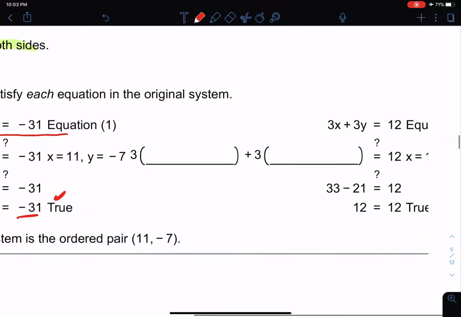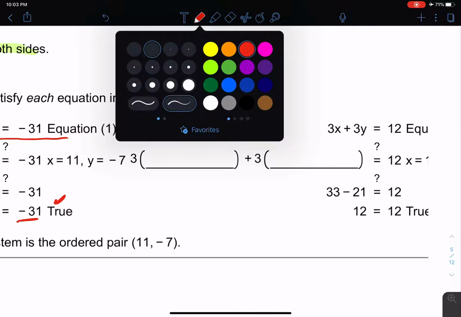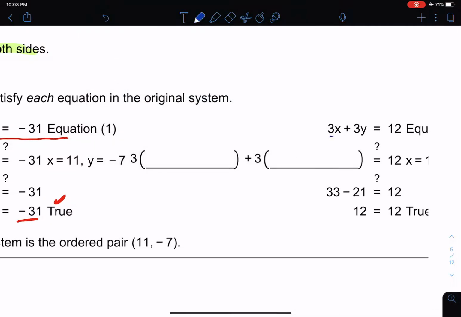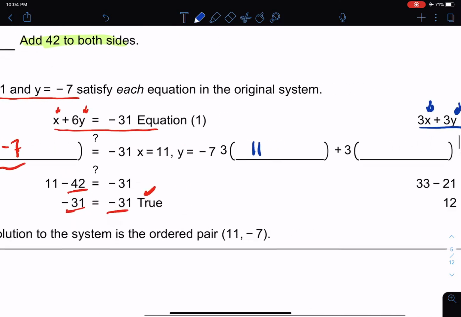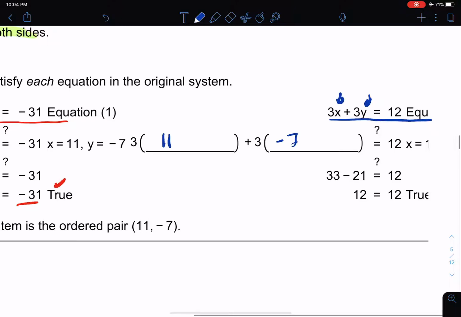Let's now check our second equation, which I will use a blue pen on. And our second equation is right there. And once again, we want to put in 11 for the x value. We want to put in a negative 7, I believe, for the y value. And so 3 times negative 11 gives us the 33. And 3 times a negative 7 gives us a minus 21. And 33 minus 21 gives us 12, which makes this true.